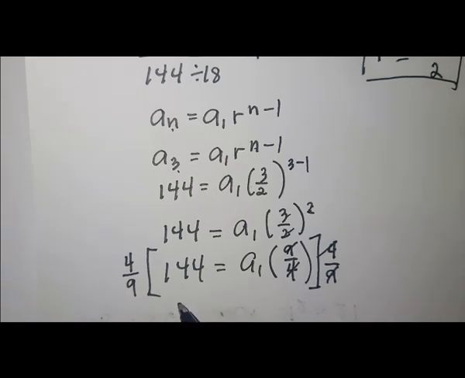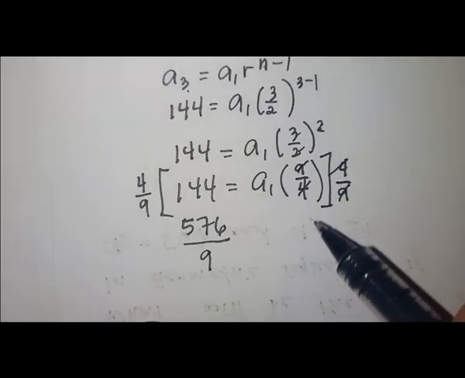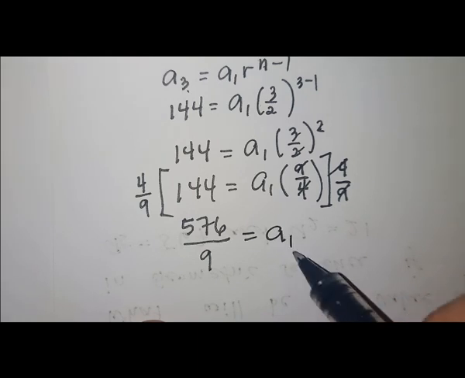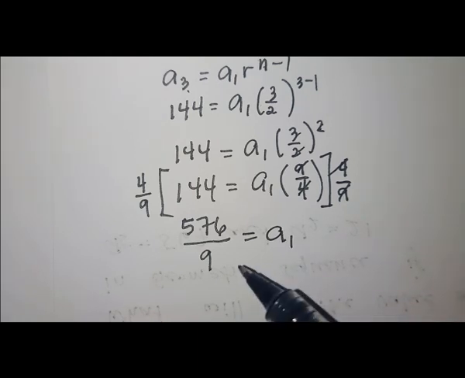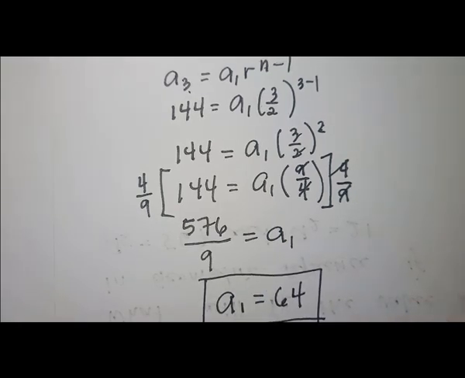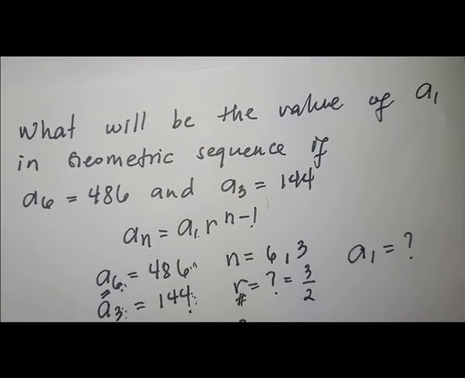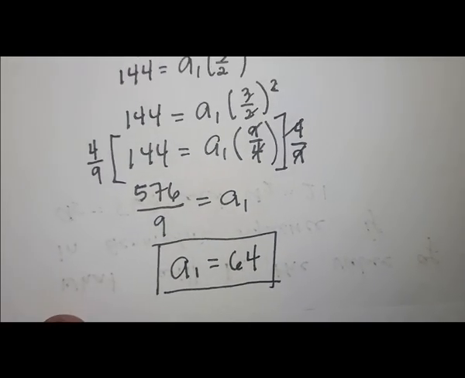We have 576 divide 9, okay, is equal to A sub 1. So 576 divided by 9, your first term is equal to 64. So it means from the given sequence here, no, your first term is equal to 64.